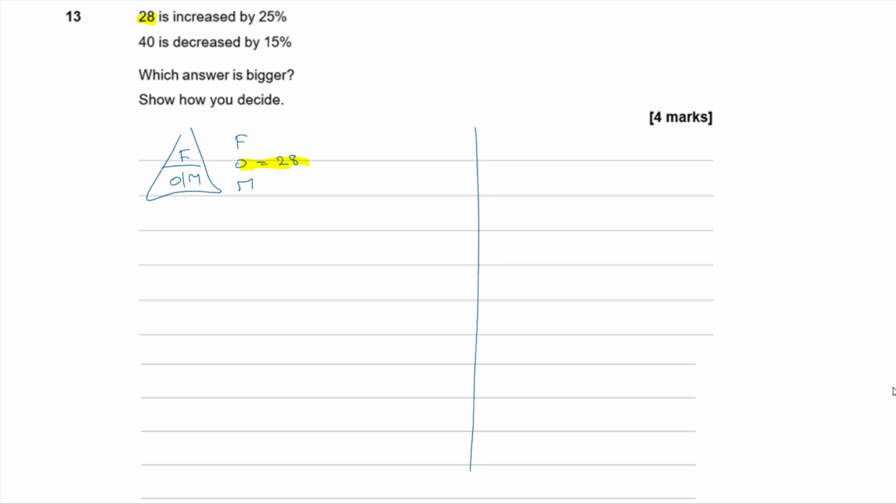Original is 28. It's increased by 25%. So when you've got a percentage increase, you start with 100% and then you're adding on your percentage increase, which is 25%. So altogether, that's 125%. And as a multiplier, that's 1.25 because it's a decimalized version of the percentage. Now the final is the thing we're trying to find, isn't it? So covering that up in the triangle, it tells me that the final is original times multiplier.